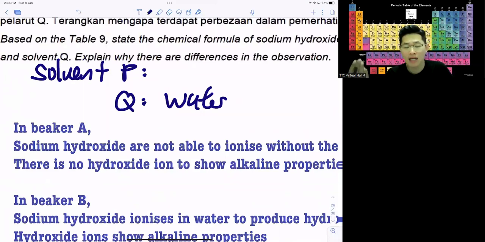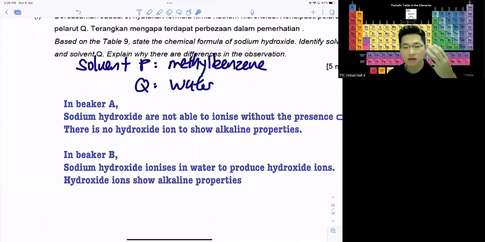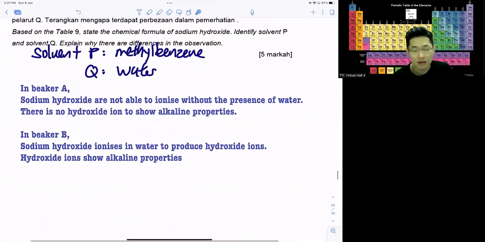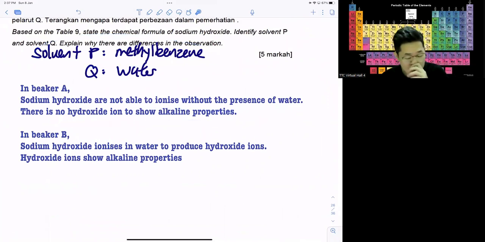You have to name one example of organic solvent. You can't just write organic solvent. It can be tetrachloromethane. It can be, my favorite, methylbenzene. This kind of weird name, tetrachloromethane, methylbenzene, propanol, they are organic solvents. So you just remember one. When you see solvent, you just write these two answers only. You see, when I use organic solvent, the sodium hydroxide cannot ionize without water. So there is no hydrogen ion to show alkaline property.